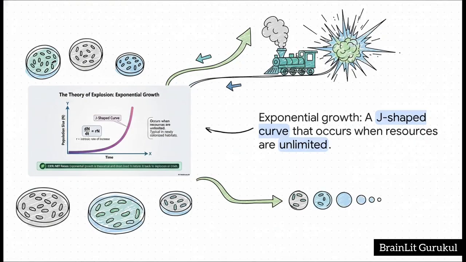It's called exponential growth, and it creates this classic J-shaped curve you see here. The population just doubles and doubles and doubles again. It skyrockets. It's a runaway train with no brakes. But, and this is a really big but, this is purely theoretical. It pretty much only happens in a lab.